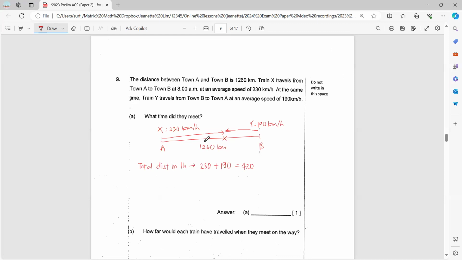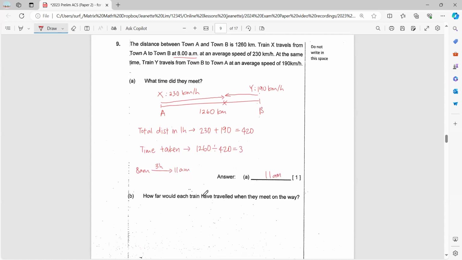So how long will it take? So the time taken will be this total distance of 1260 divided by what they can cover in just 1 hour, and this will give us 3 hours. So starting at 8 a.m., 3 hours later is 11 a.m. So answer: 11 a.m.